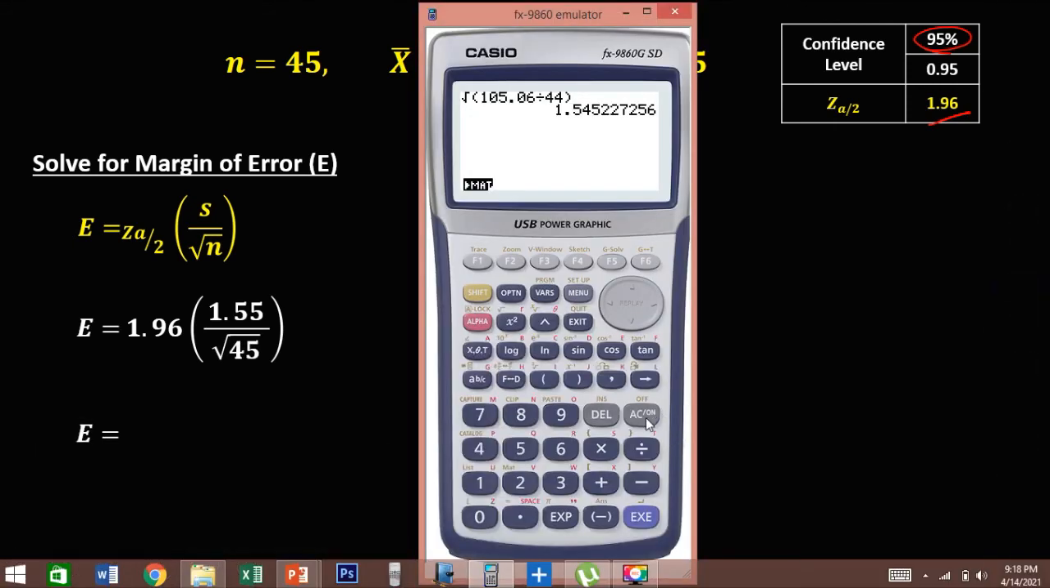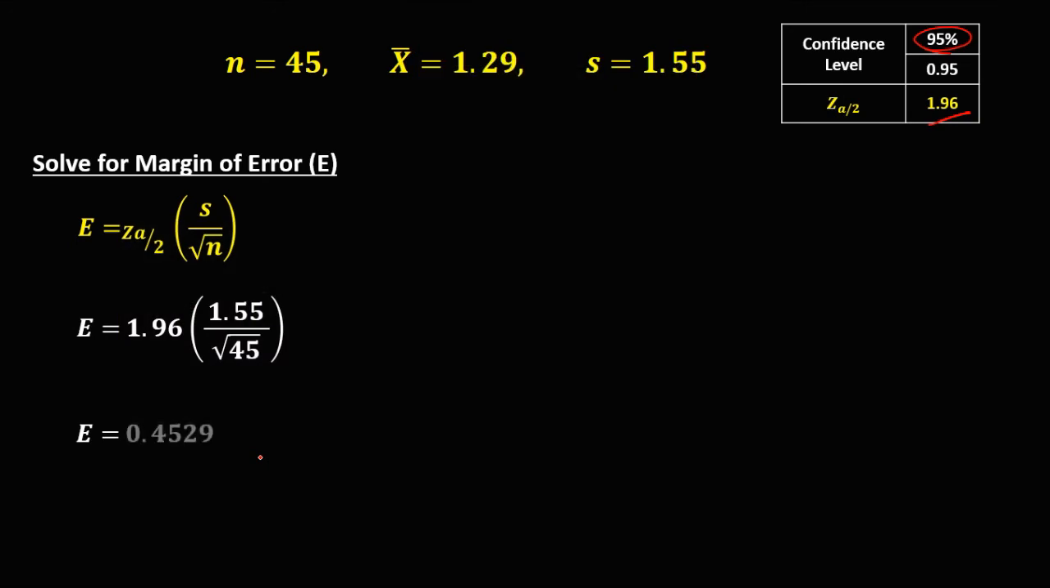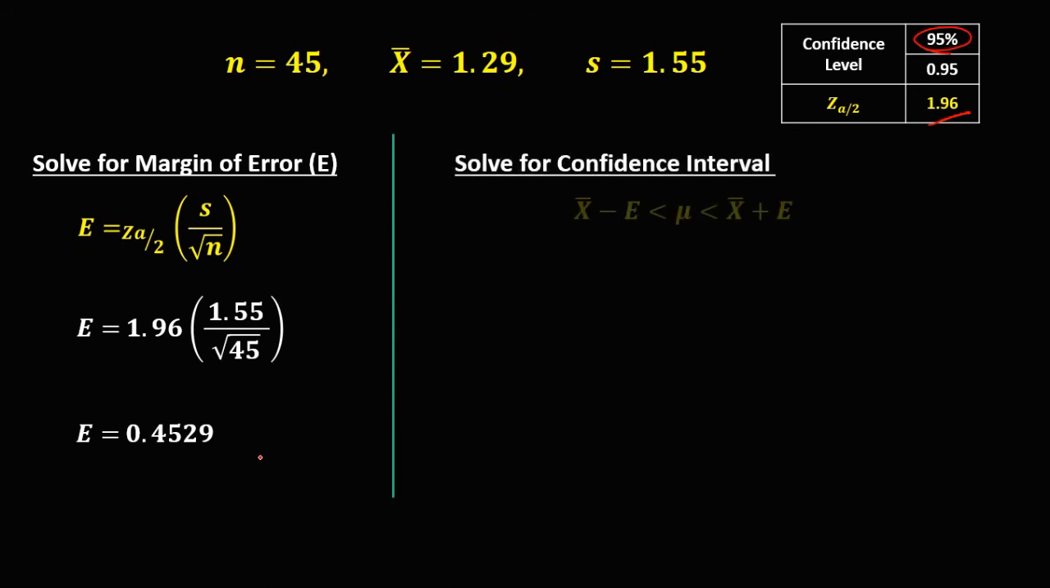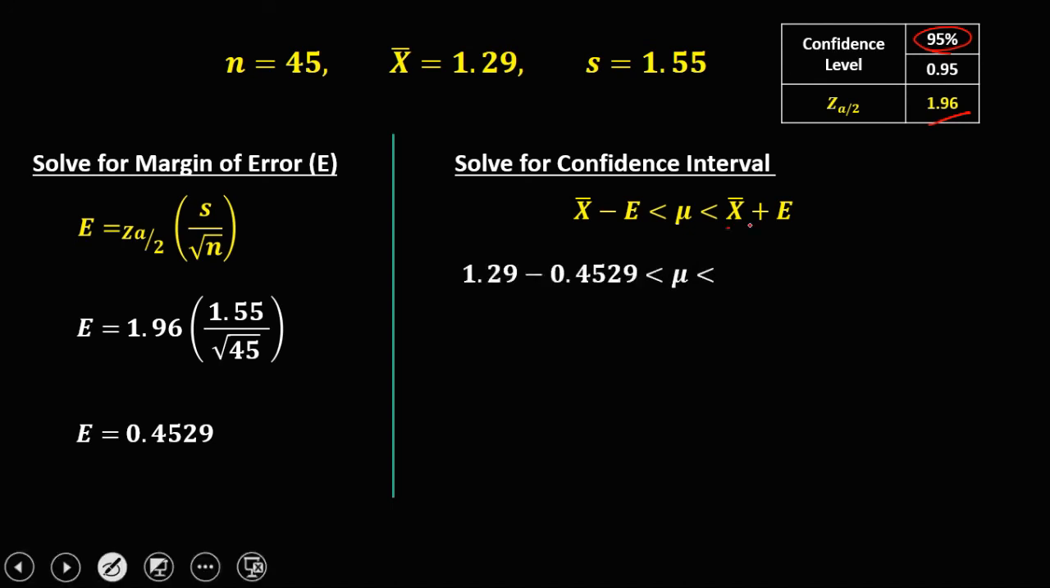So the margin of error now, we have 1.55 divided by the square root of 45 times 1.96. So it's 0.4529. Then to solve now for the confidence interval, for the lower boundary, that's 1.29 minus the margin of error. Then for the upper boundary, that's 1.29 plus the margin of error.